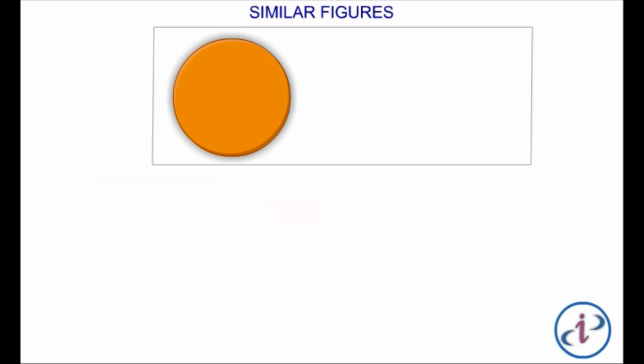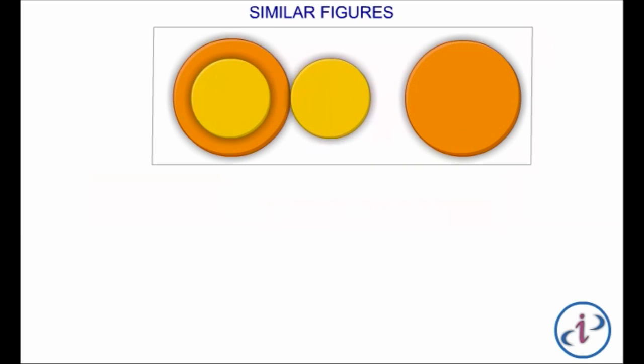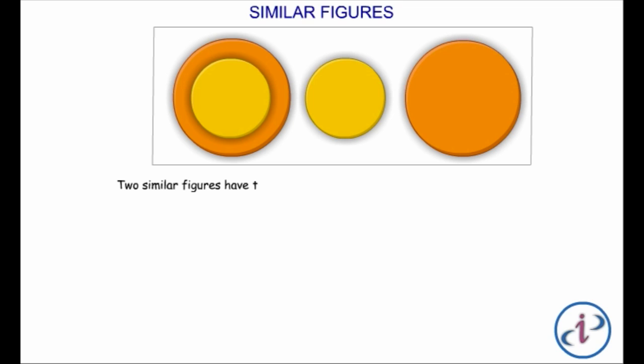Now, consider any two or more circles. Are they congruent? Since all of them do not have the same radius, they are not congruent to each other. Note that some are congruent and some are not, but all of them have the same shape. So, they are called similar. Two similar figures have the same shape but not necessarily the same size. Therefore, all circles are similar.